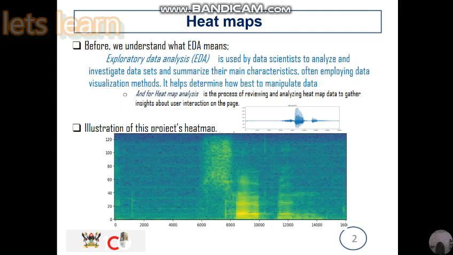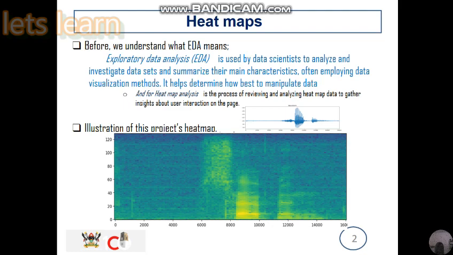And heat map analysis, as the main heading tonight, is the process of reviewing and analyzing heat map data to gather insights about user interaction on the page. For this project I'm working on, my data set did not contain numeric data, so I only try to use what I have.